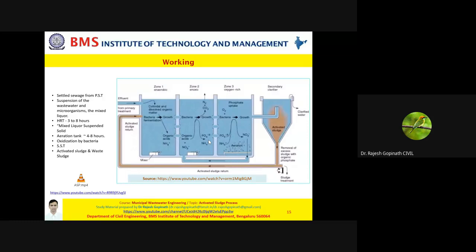Now, how does it work? As I was telling, the wastewater after treatment in the primary sedimentation tank is entering into your aeration tank. In the aeration tank, by some mechanism, probably surface aeration or diffused aeration or combined aeration, all the microorganisms are kept in suspension. They are kept suspended in the wastewater. Since there is mixing taking place, these microorganisms start breaking down all the waste impurities inside the system.